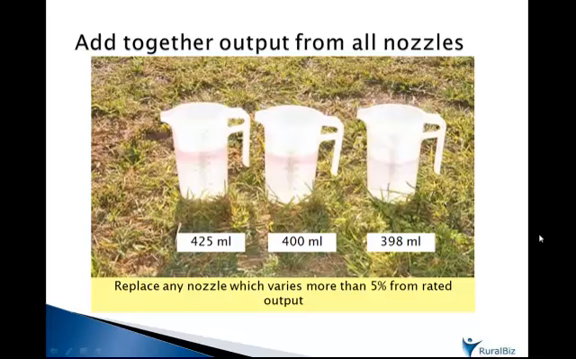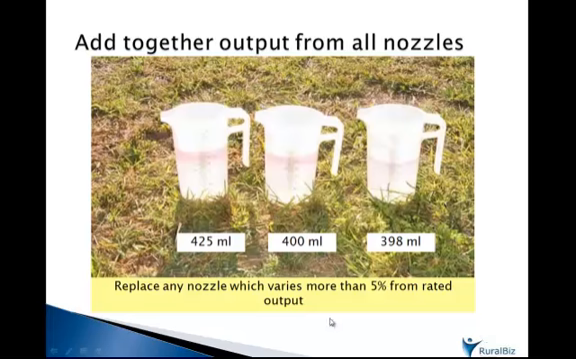The total equals 1,223 mils. You'll see from your worksheet that we're looking for the answer in litres. So dividing by 1,000, it comes to 1.223, or we will just be using 1.2 litres per minute. Make a note of that in the section: total nozzle output equals 1.2 litres per minute.